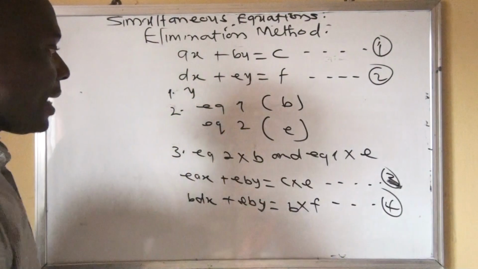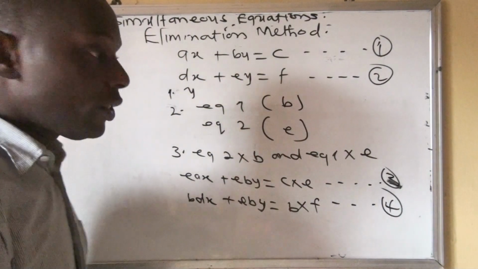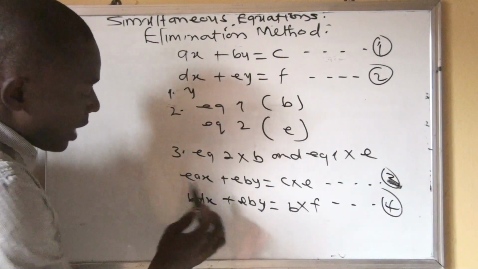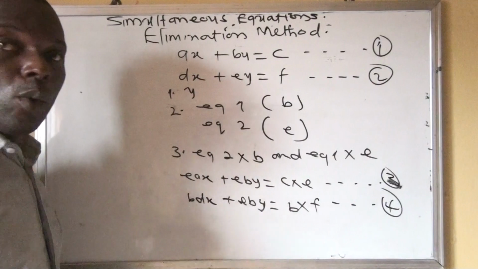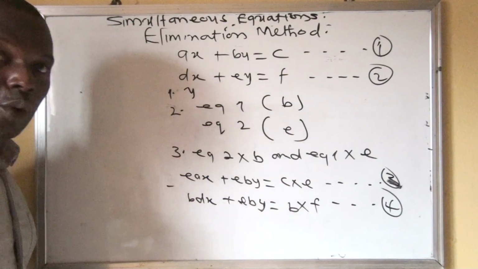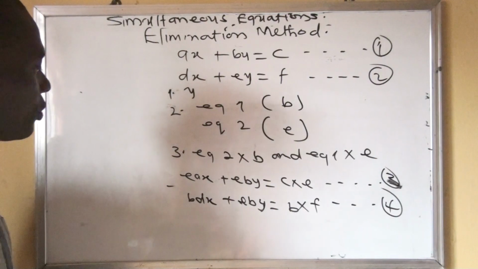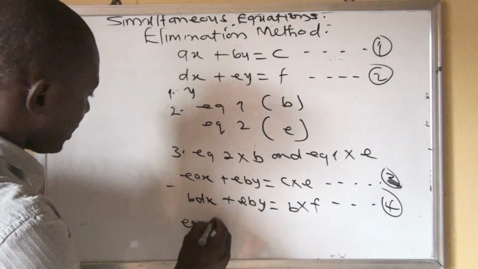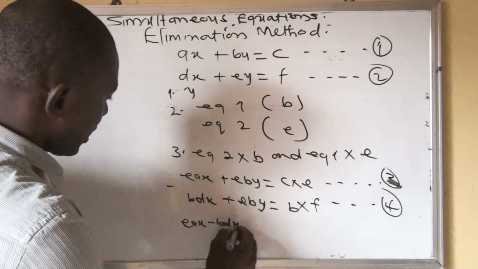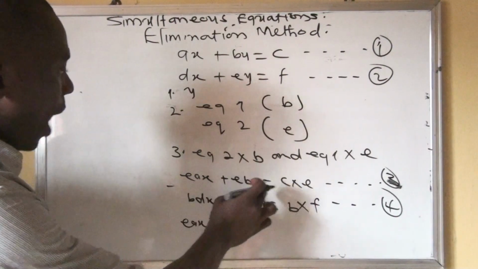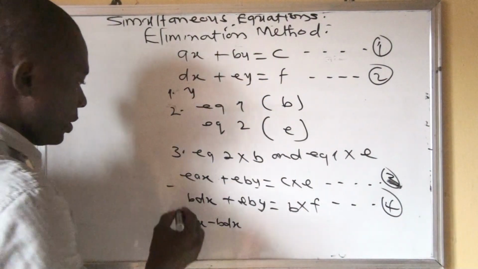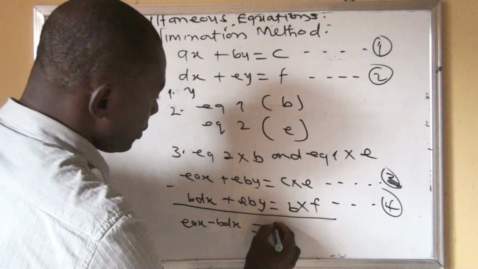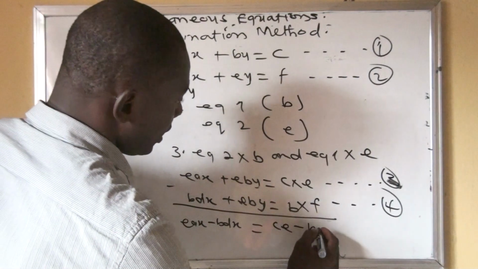Okay, and like I said, in step 4, look at the sign here in equation 3. This is addition. Addition. So if the signs are the same, what you usually do is to subtract. From here, if we subtract, we get e a x minus b d x, and e b y minus e b y, they have already gone off. So here we're going to have c e minus b f.